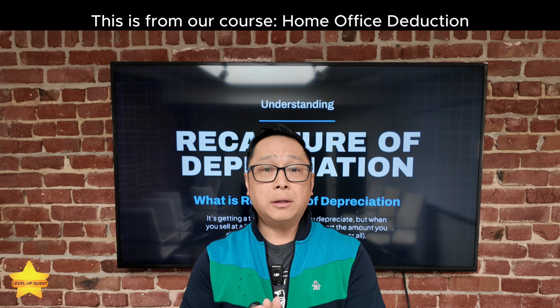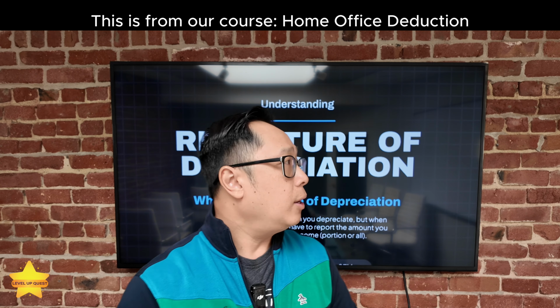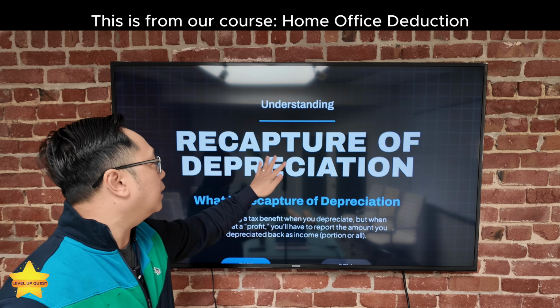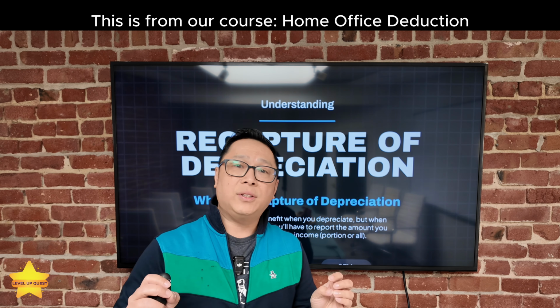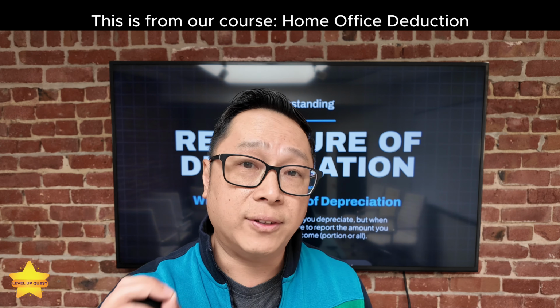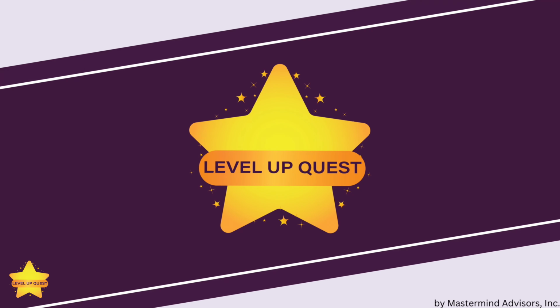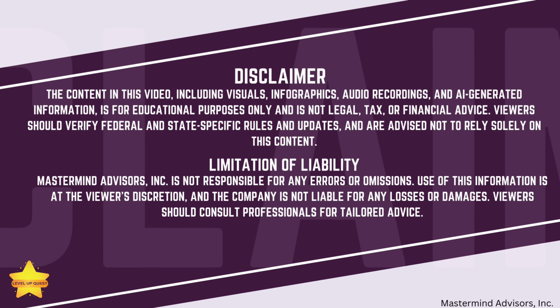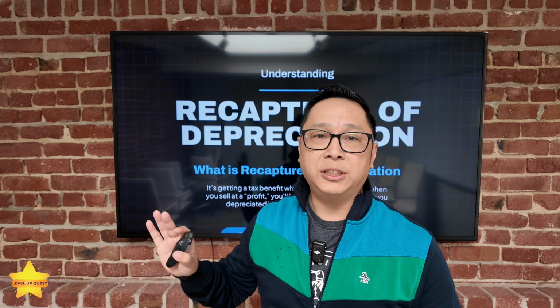So when you sell a home that had a home office in it and we took depreciation on it, we have to do something called recapture of depreciation. And in this video, we're going to go through the details of what it is and how it works with the home office specifically. So this video is going to be really quick on how recapture of depreciation works.